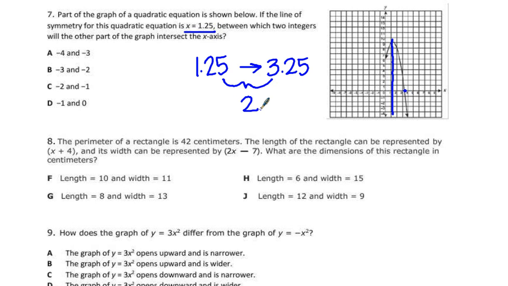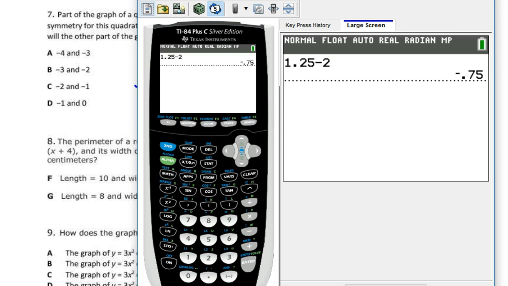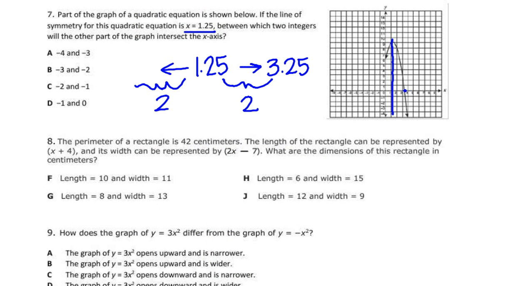So that means I would need to go to this side, to the left of this, 2 more units. So, oops, that was ugly. So what is 1.25 minus 2? Well, just put it into your calculator and let's find out. So if I pull up my calculator, I did 1.25 minus 2 to represent the 2 units that we're moving to the left, and we get negative 0.75. So where is that in between?